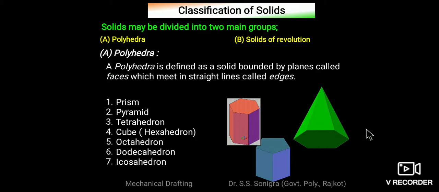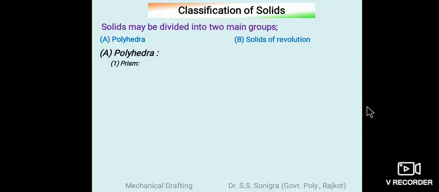Now read this definition. It is a solid bounded by planes called faces which meet in straight lines, and these straight lines are called the edges of this solid. Prism, pyramid, tetrahedron, cube, that is hexahedron, octahedron, dodecahedron and icosahedron are examples of polyhedra. We have to discuss only prism and pyramid because in the engineering syllabus only these two solids are widely used.